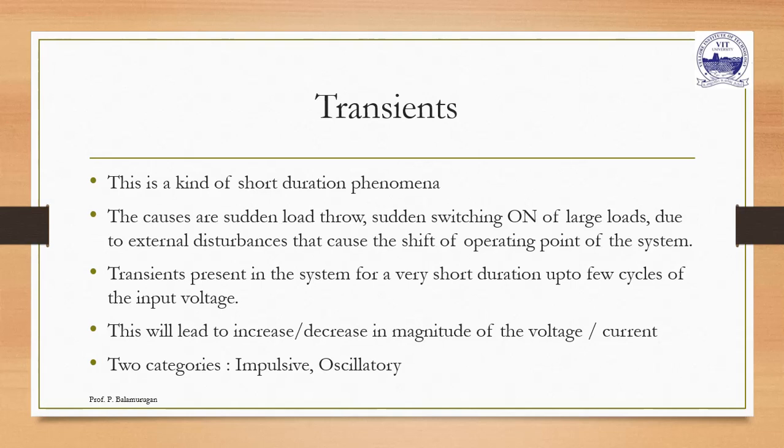This will lead to an increase and decrease in the magnitude of voltages, and the transients are categorized into two types, namely impulsive transients and oscillatory transients. Impulsive transients arise in the system due to lightning or any other faults. The oscillatory transients may be due to switching on and switching off operations.